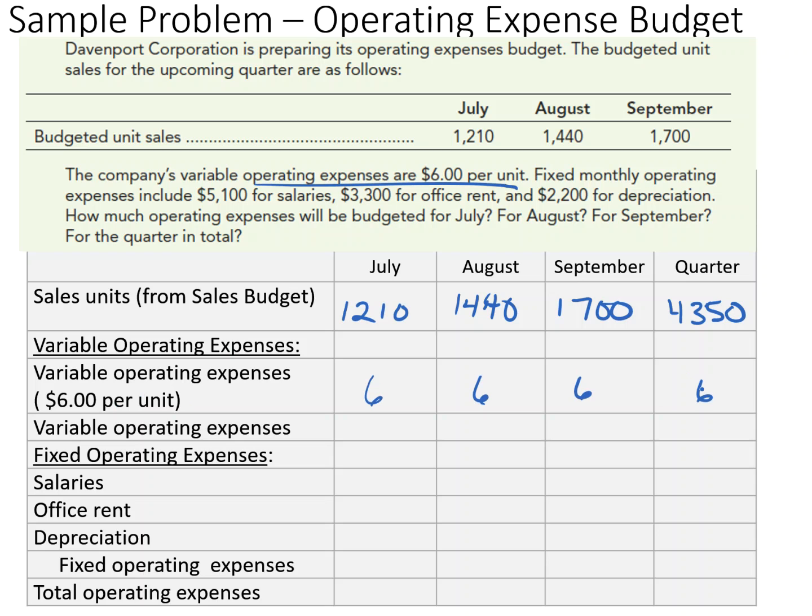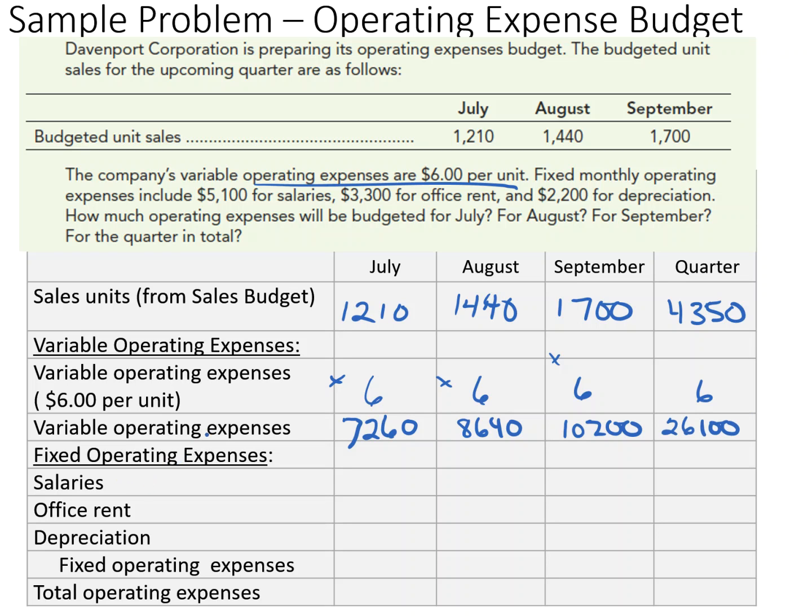That's easy. Now we just need to take the sales times the variable cost per unit, and that tells me that my variable operating expenses will be $72.60 in July. If I take $1,440 times 6 in August, I'll get $86.40. In September, we'll do the same thing. That will get me $10,200. And for the entire quarter, that means $26,100 in total variable expenses.